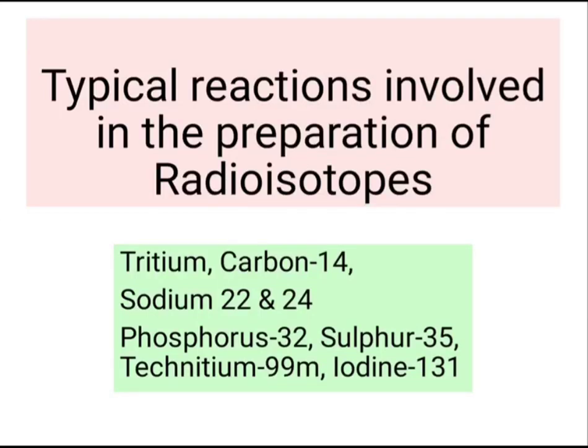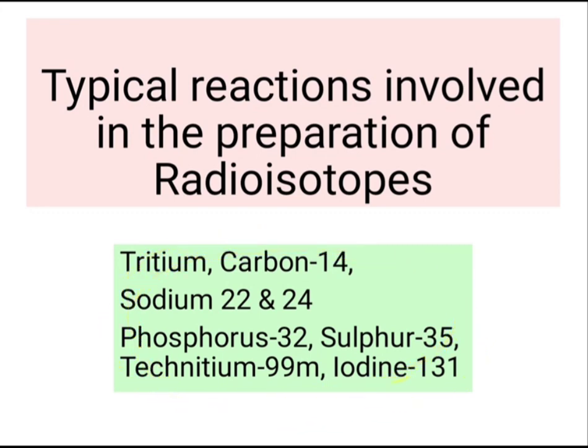Hello everyone. Today we will see the new point from the nuclear reactors. The typical reactions which are involved in the preparation of the radioisotopes. So the radioisotopes like tritium, carbon 14, sodium 22 and sodium 24, then phosphorus 32, sulfur 35, technetium 99m and iodine 131. So now in today's lecture we will see the reactions involved in the preparation of these radioisotopes.